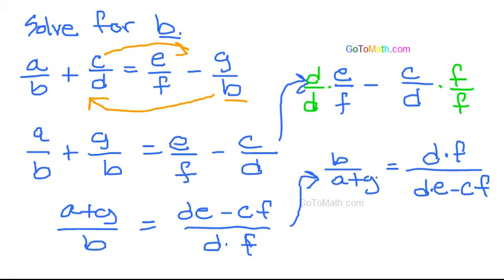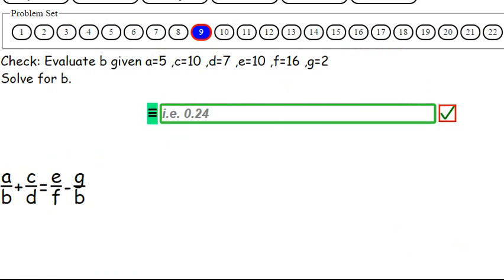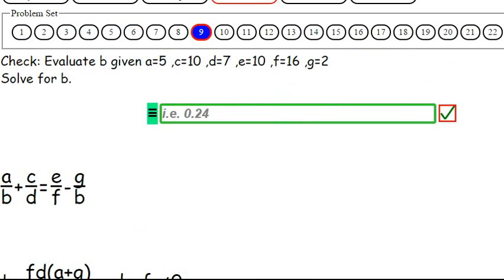Now we can go ahead and just take this A plus G diagonally up to the top. So we end up with B is equal to D times F, and then A plus G over D times E minus C times F. Okay? So can we remember all that? We're going to find out. So D times F, A plus G, over DE minus CF. All right.